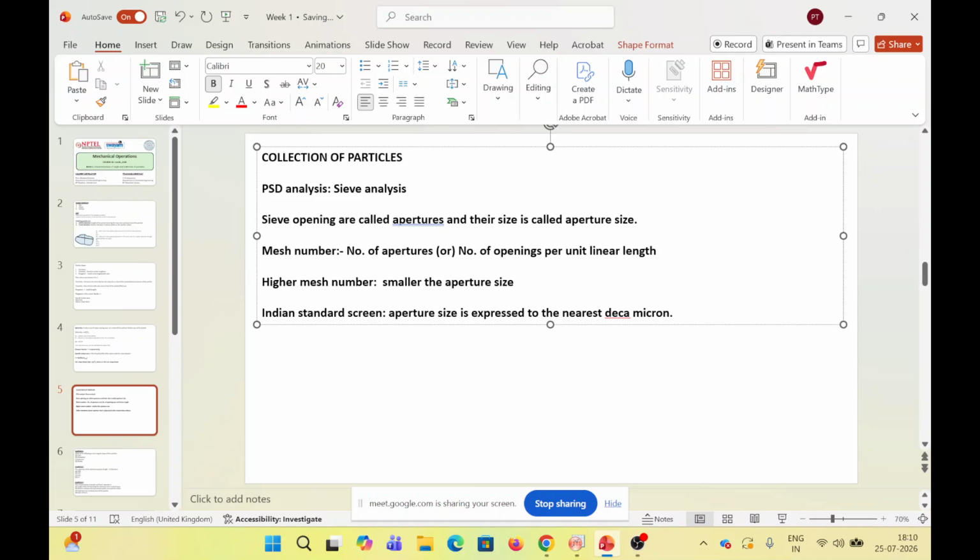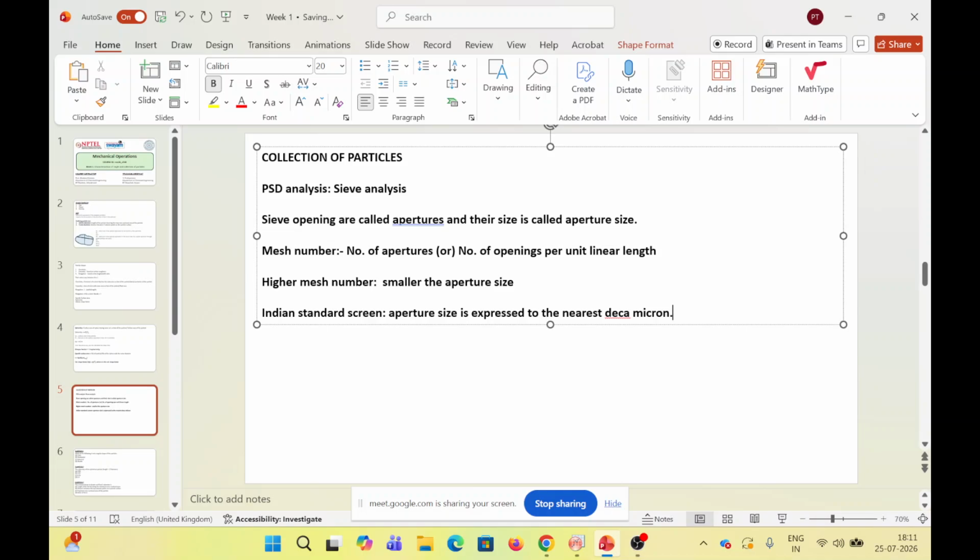In the Indian standard for screens, the definition of mesh number is going to be quite different from the American standards that are being used. So here our major focus is on doing PSD analysis, finding out the sample, doing the PSD analysis, and then trying to understand how to do this.